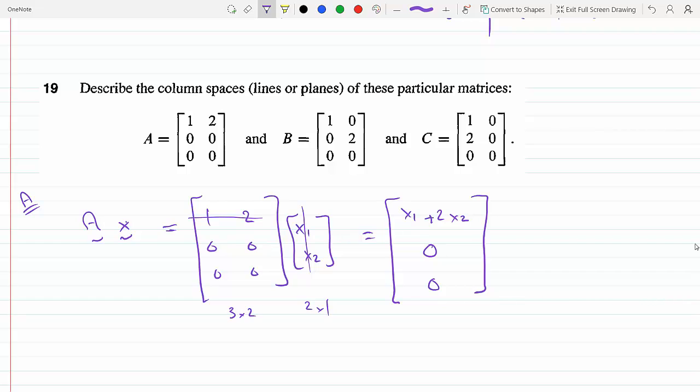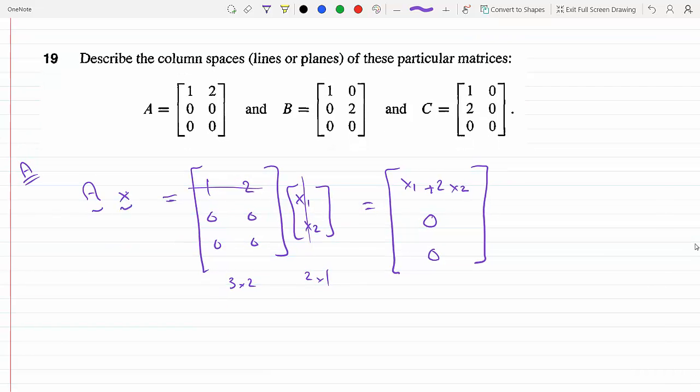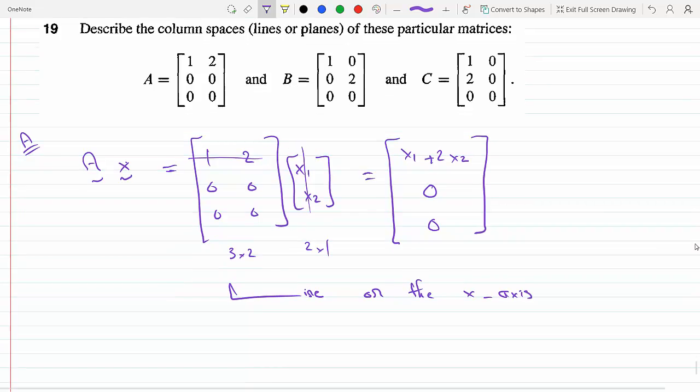So we can see that the column space here is a line, and if we think of the first axis as the x-axis, the first component as the x component, we could see that this is a line on the x-axis. So all the combinations of the elements on the x-axis. So therefore the answer here is line on the x-axis, because it doesn't have any second and third components. You could think of those as y and z components. It's missing those.